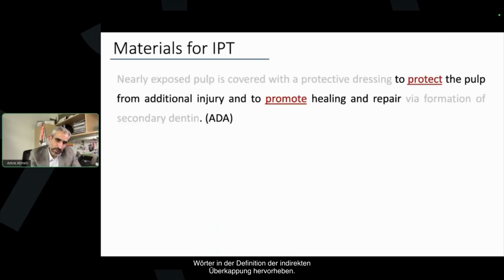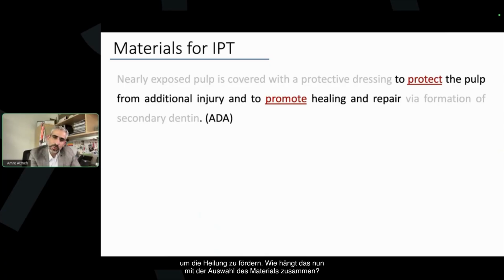That's why I need to bring back the definition again. Here I will highlight two words in the definition of the indirect pulp treatment. As we said, it's meant to protect the pulp from additional injury and promote healing. So these are the two functions. Promote healing definitely cannot be achieved by the way we excavate or remove caries.